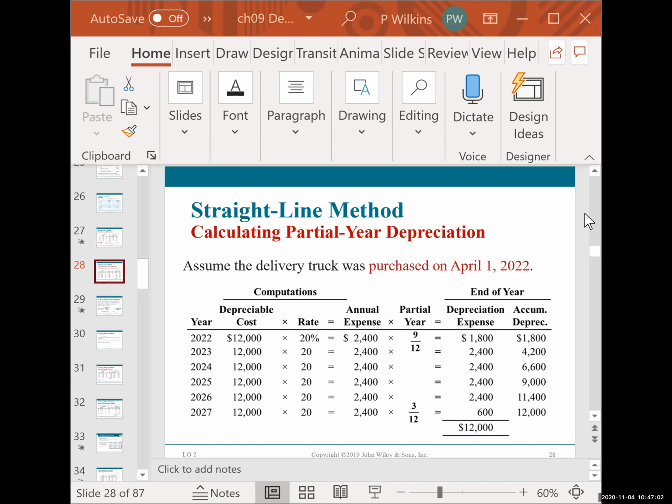But the first year, it's only 9 out of 12 months. And the last year, it's 3 out of 12, because the last year, it's going to be all of January, all of February, all of March, and then on April 1, it's done, okay?